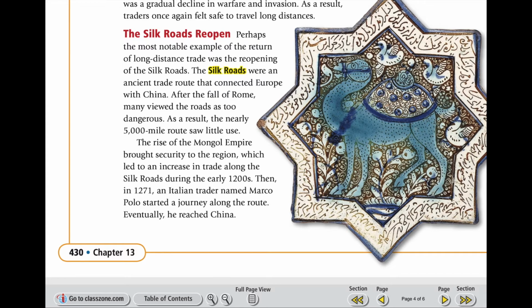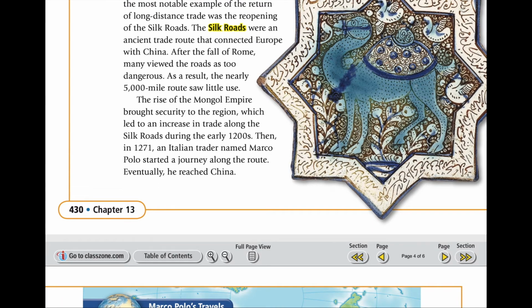The rise of the Mongol Empire brought security to the region, which led to an increase in trade along the Silk Roads during the early 1200s. Then in 1271, an Italian trader named Marco Polo started a journey along the route. Eventually, he reached China.